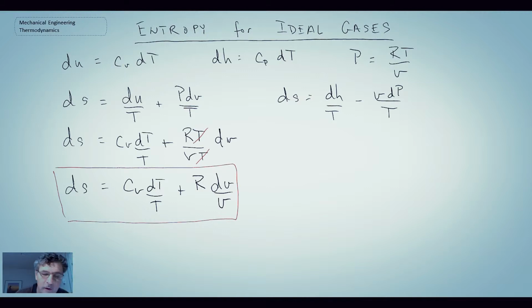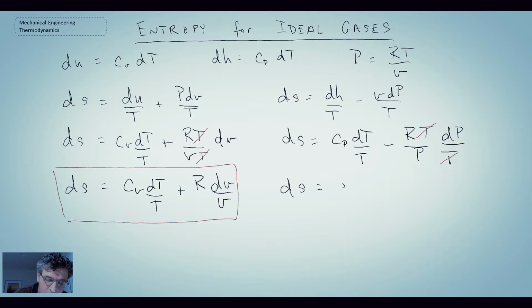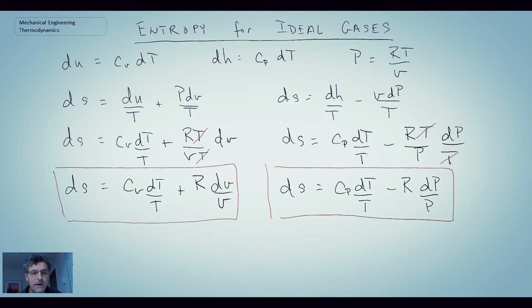And then similarly for the one on the right, I'll make a substitution for the enthalpy, and then a substitution for the specific volume using the ideal gas equation. And again, the T's are going to cancel out here. And so that's a second equation that we will use. So what we're now going to do is we're going to take these two relationships and we're going to integrate them between two different states. And it is that we will use to be able to calculate entropy change.